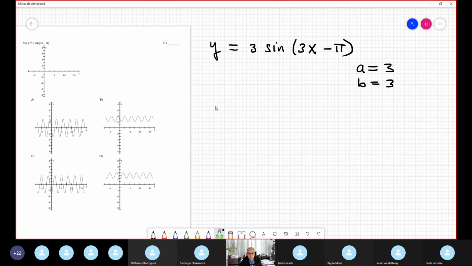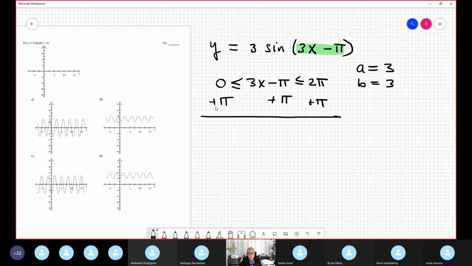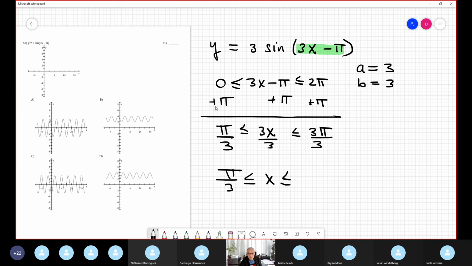You take this expression, 3x minus pi, and you copy it, always between 0 and 2 pi, the classical period of the regular sine without transformation. Adding pi, adding pi, adding pi: pi is less than or equal to 3x, less than or equal to 3 pi, divided by 3, divided by 3, divided by 3. So pi over 3 is less than or equal to x, less than or equal to pi. This is the phase shift.